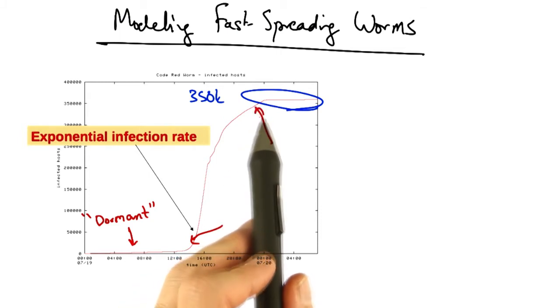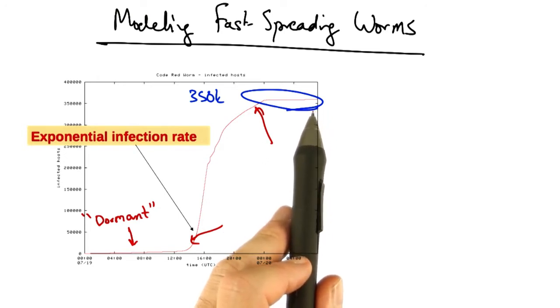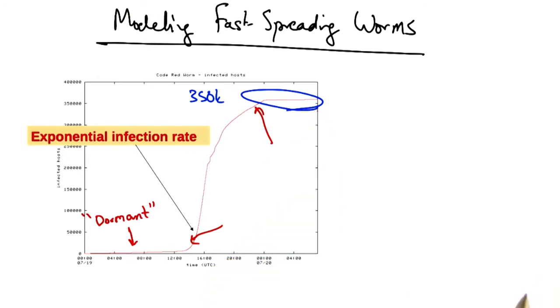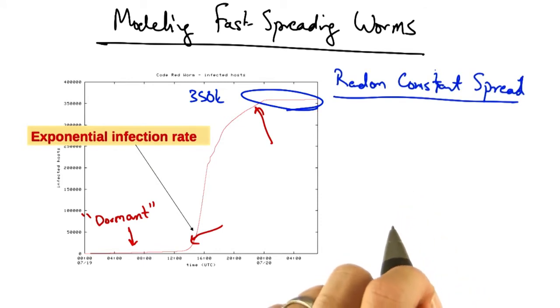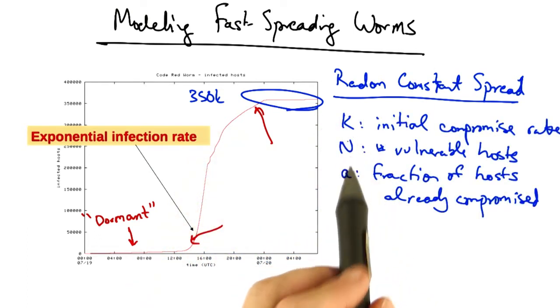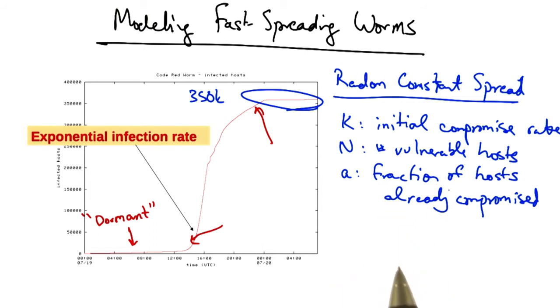At some point then, infections slow, and the infection rate ultimately plateaus, presumably after all of the infected hosts have been found. We can actually model the spread of these worms using the random constant spread model. If k is the initial compromised rate, n is the number of vulnerable hosts, and a is the fraction of hosts already compromised, we can now express the number of hosts infected at a particular time increment in terms of the machines already infected and the rate at which uninfected machines become compromised.